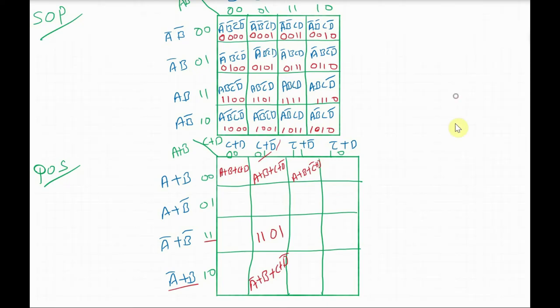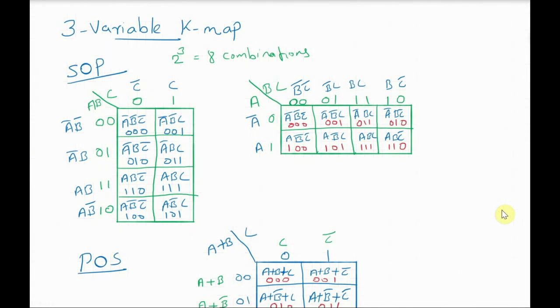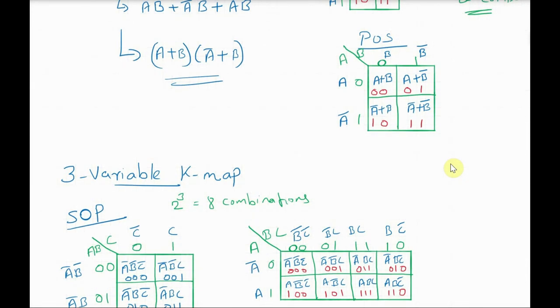One more thing we have to note here is the numbers. We can name each cell using a decimal number. For example, this is 0, this is 1, this is 2, this is 3. It is nothing but the decimal value of this binary number. 0, 0, that is 0. 0, 1, it is 1. 1, 0, it is 2. And 1, 1, it is 3.